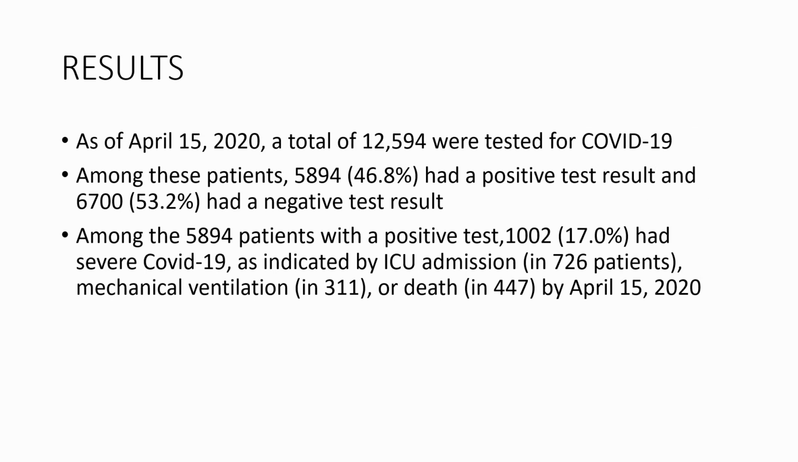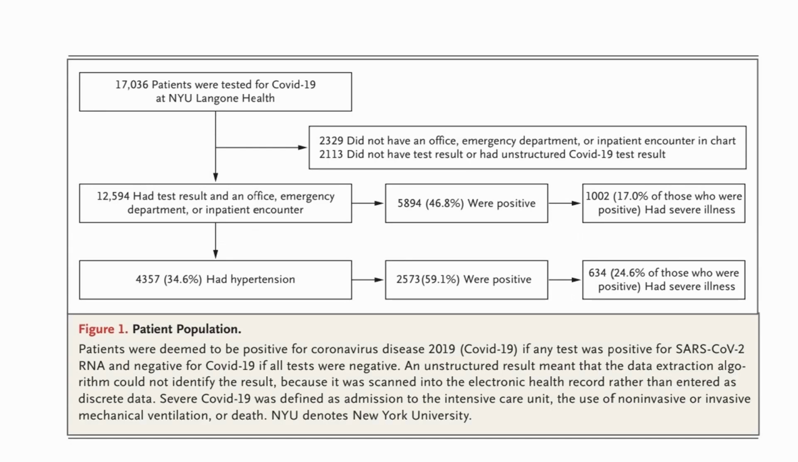Results. As of April 15, 2020, a total of 12,594 were tested for COVID-19, and among these patients 5,894, that is 46.8%, had a positive test result and 6,700 had a negative test result. Among the 5,894 patients with a positive test, 1,002 had severe COVID as indicated by ICU admission, which included 726 patients, mechanical ventilation, which included 311, and death, which included 477 patients. So this shows that out of a total of 17,036 patients tested, reports were available for only 12,594 patients. Of these, 46% were positive and 17% had severe illness.